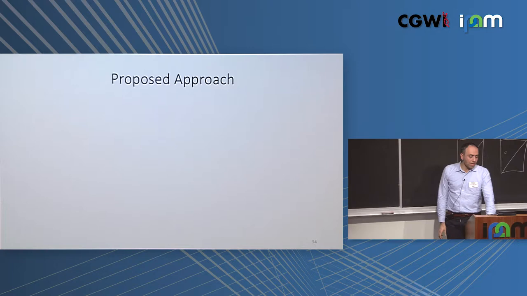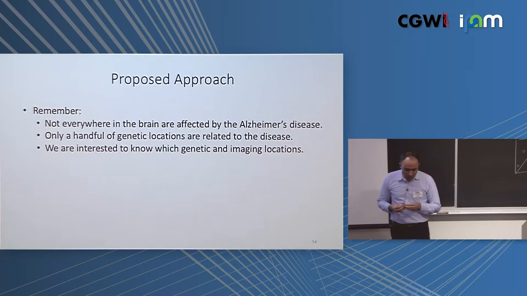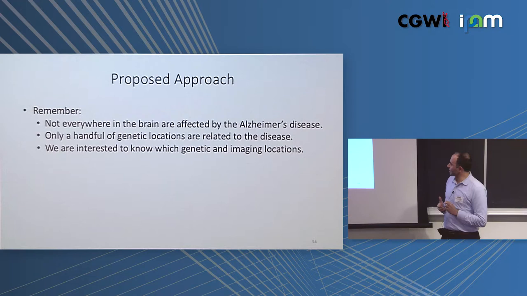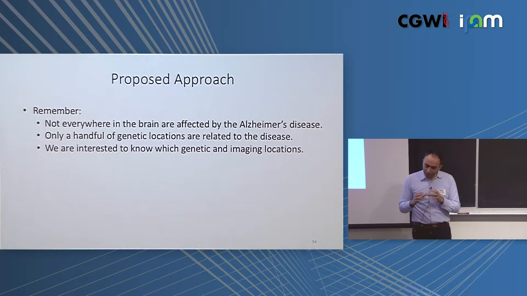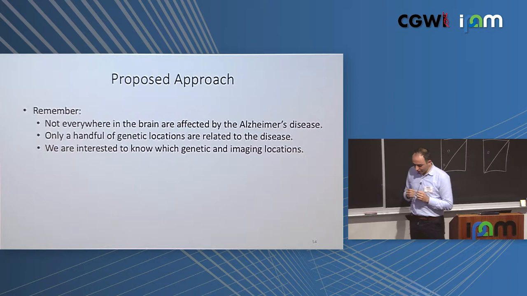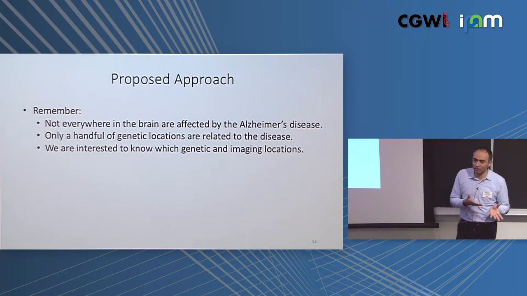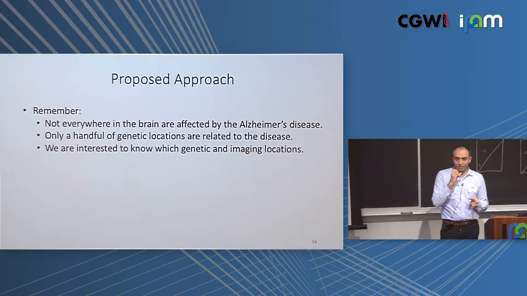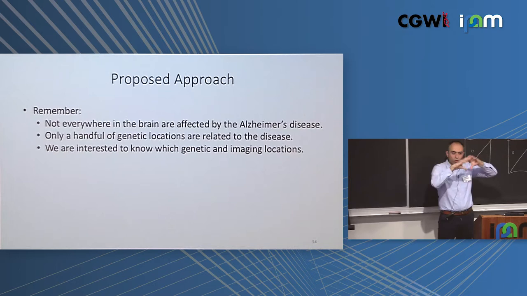So for the method, we started with our assumption, and basically we built a probabilistic model that is a way to model the conditional based on the following assumption: not all areas of the brain are affected by the disease, only a subset of those are affected by the disease. Not all of the effects on a brain that are caused by the disease are necessarily genetically driven. Not every region related to the disease is genetically driven, and not every genetically driven variation in a brain is related to the disease.